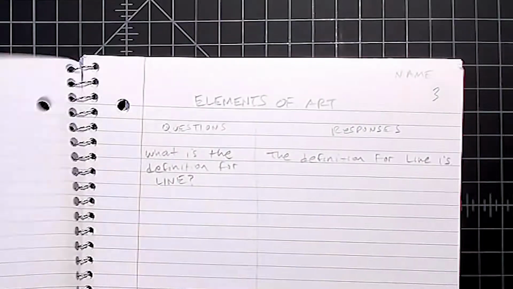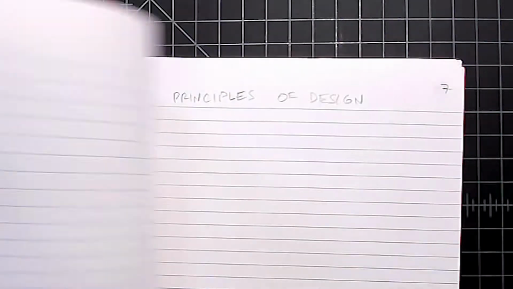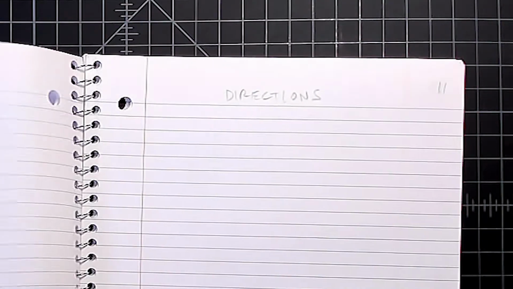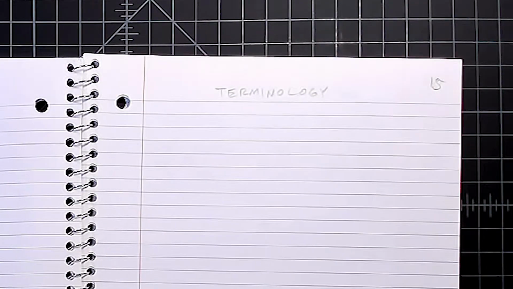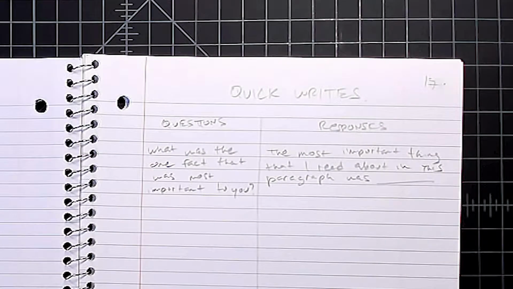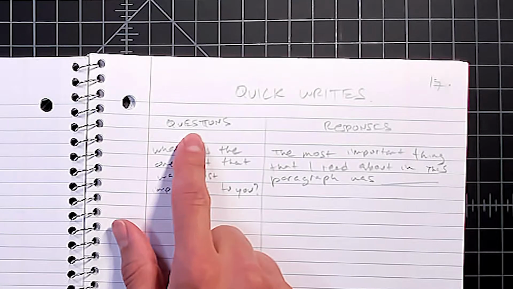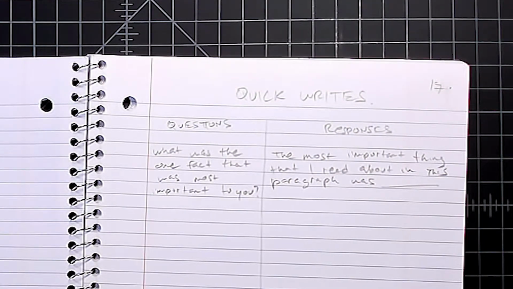So that first section here again was elements of art on page 3. Page 7 was principles of design. Page 11 were directions. Page 15 is terminology, and then page 17 is quick writes. And again, we're doing Cornell notes, so questions go on the left hand side, responses go on the right hand side, and then we could draw a line between those two titles there. So if you have any questions of how to set your notebook up, go ahead and let me know.